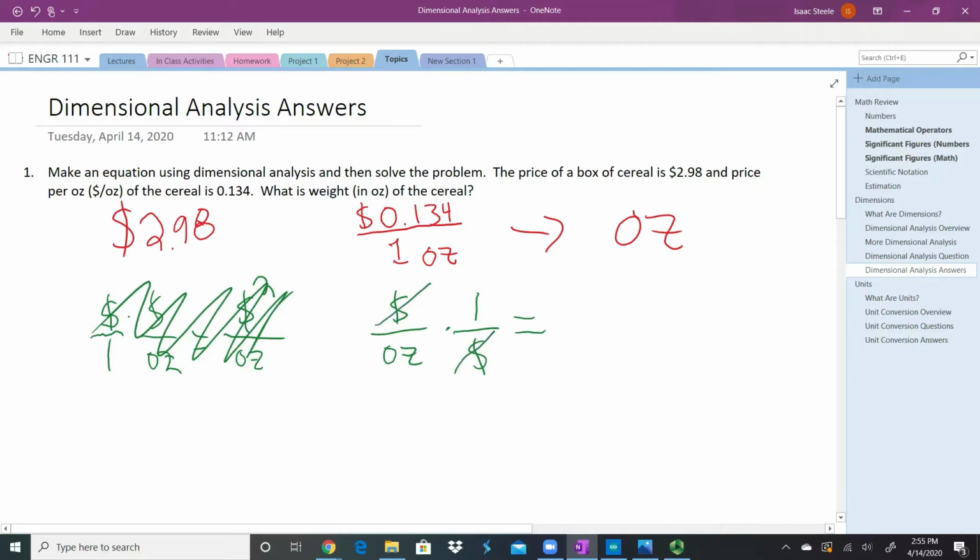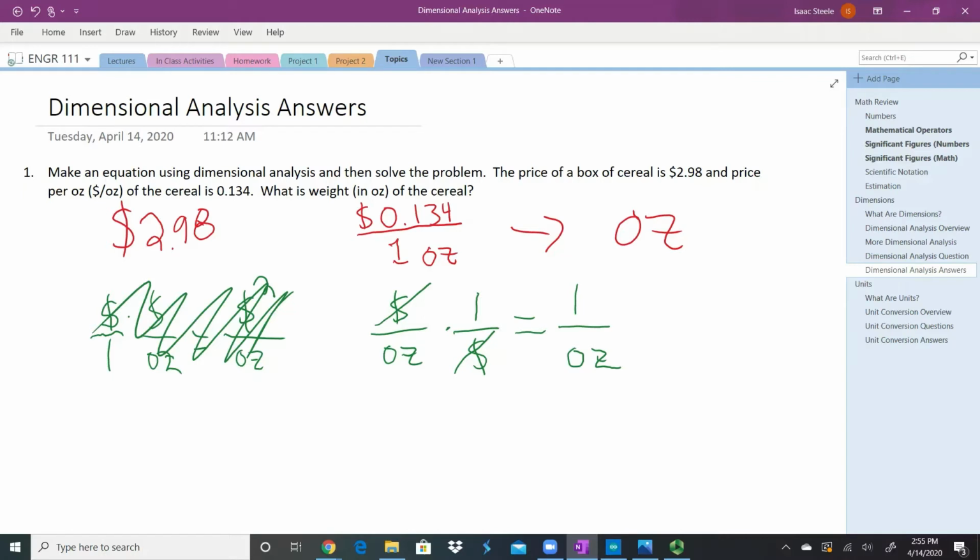Well, now I'm only left with ounce, and that's what I want. So now I multiply across the top. I have a 1 left on the top. I multiply it on the bottom, and I have an ounce left on the bottom. But I have to be careful here, because what I want in my answer is the number of ounces. I don't want 1 over ounces. And so I'm close. I did something right, but I haven't finished all the way yet.